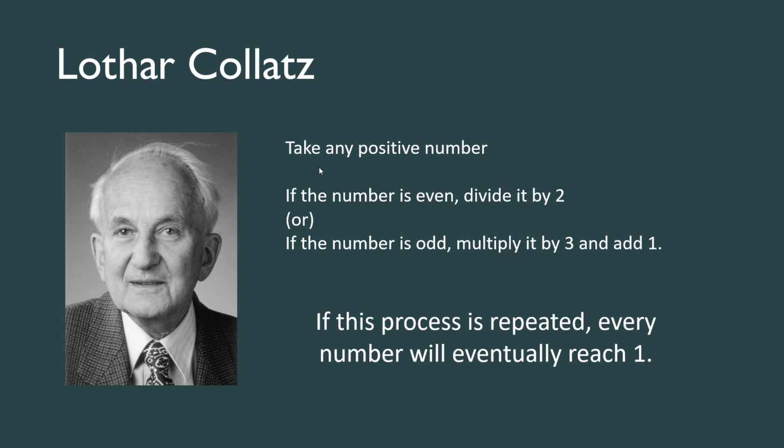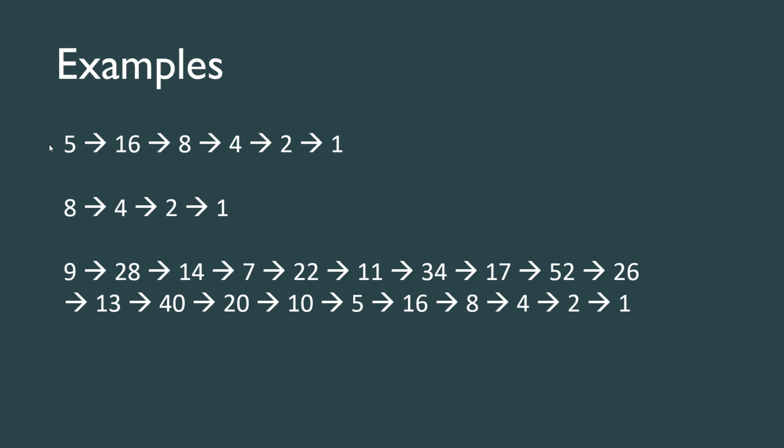So remember, we take any positive number. If it's even, we divide it by 2. Or if it's odd, we multiply it by 3 and add 1. Okay, so take the number 5. That's an odd number, so we multiply that by 3 to get 15, add 1 to get 16. It's an even number, so we divide it by 2 to get 8. Divide by 2 to get 4. Divide by 2 to get 2.